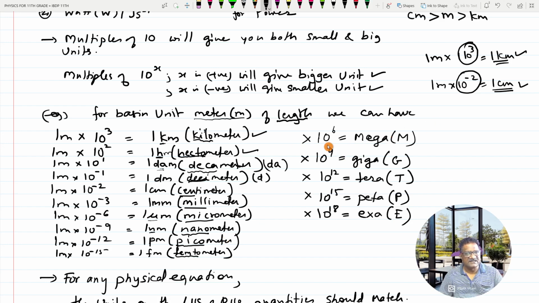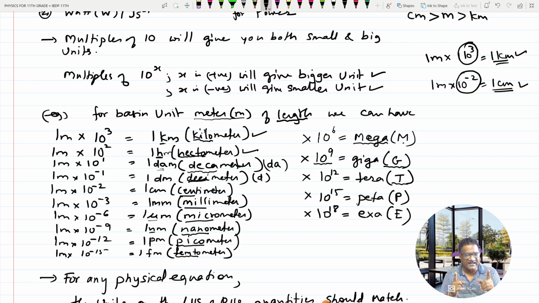Here I have written still bigger units. Anything multiplied by 10 raised to 6 is read as mega, written as capital M. Anything multiplied by 10 raised to 9 is giga, the symbol is capital G. Anything multiplied by 10 raised to 12 is tera, the symbol is T. 10 raised to 15, peta, the symbol is P. 10 raised to 18, exa, and the symbol is E. So these are all the prefixes that will be used before the unit whenever you write the units. And these are bigger and smaller units of any quantity.